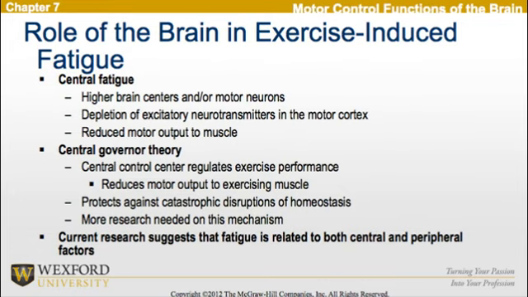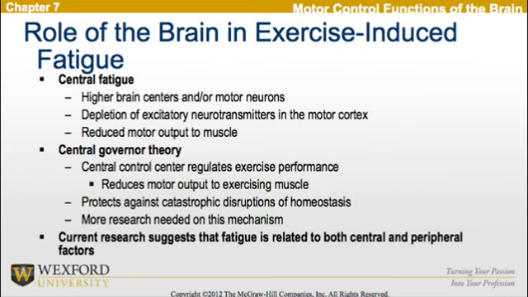Next, I want to discuss the role of the brain in exercise-induced fatigue. We have essential fatigue, where the failure happens in higher brain function centers and/or motor neurons. We have a depletion of the excitatory neurotransmitters in the motor cortex during this time, and a reduced motor output to the muscles as a result. This would involve potentially the central governor theory. This involves a central control center regulating exercise performance, where we would see a reduced motor output to the exercising muscles. This protects against catastrophic disruptions of homeostasis, but more research is needed on this mechanism.